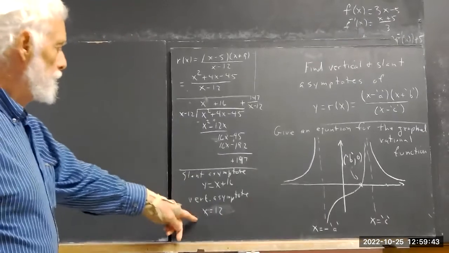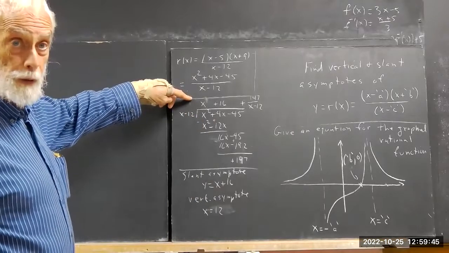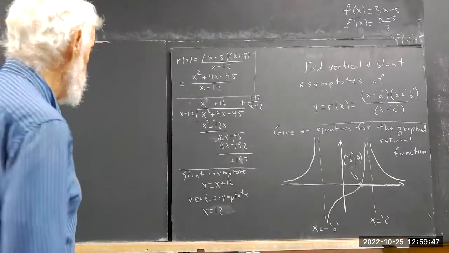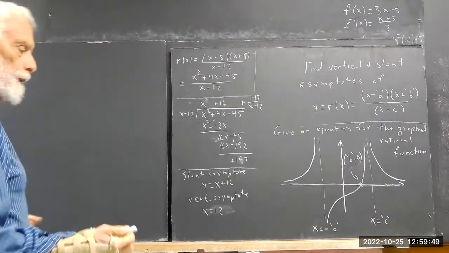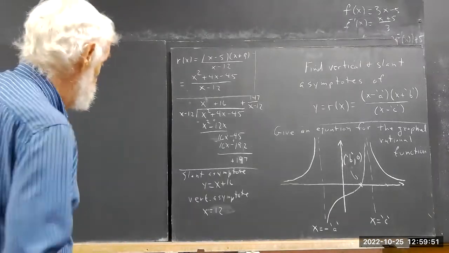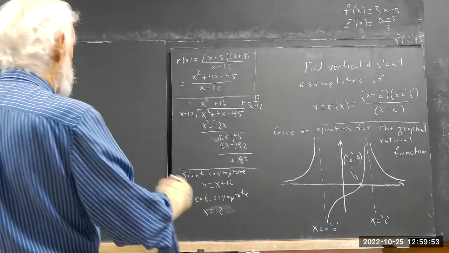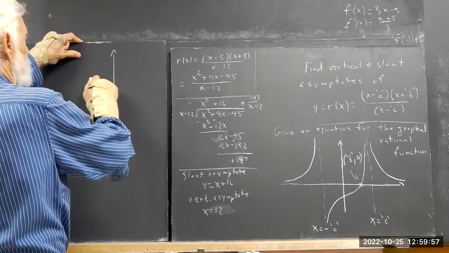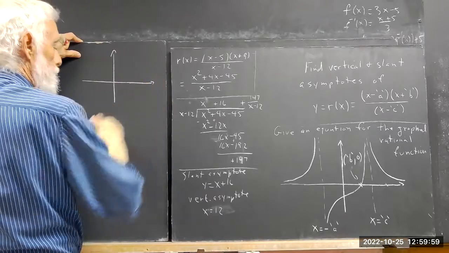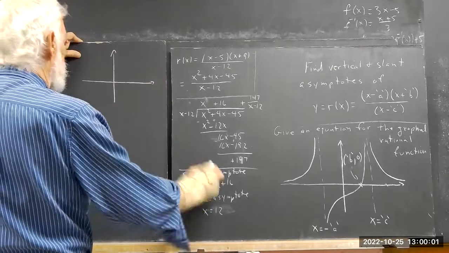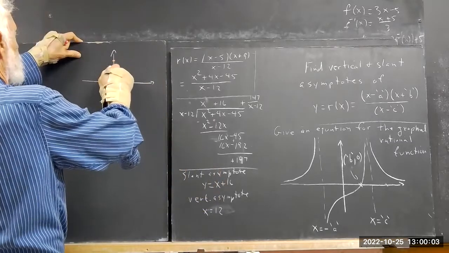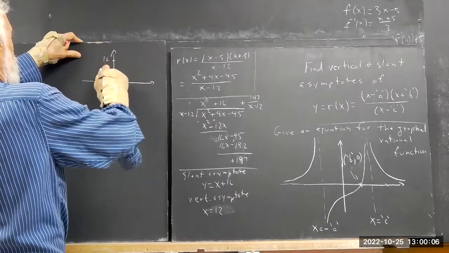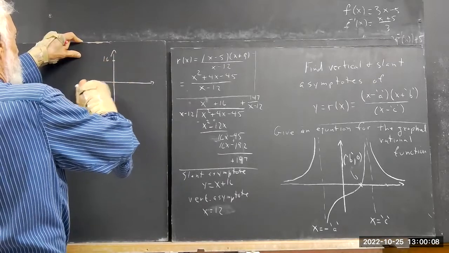So you have this, you have a vertical asymptote at X equals 12. That's when your denominator is 0. And we could go on and graph this. And we might as well. So y equals x plus 16. Well, we have like 16 here. Y equals x plus 16.